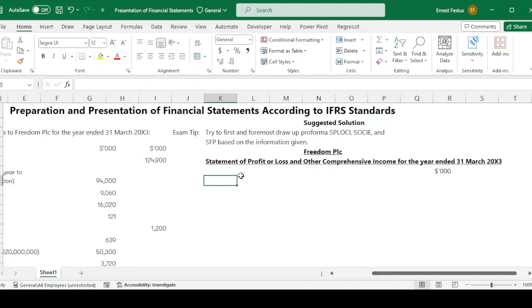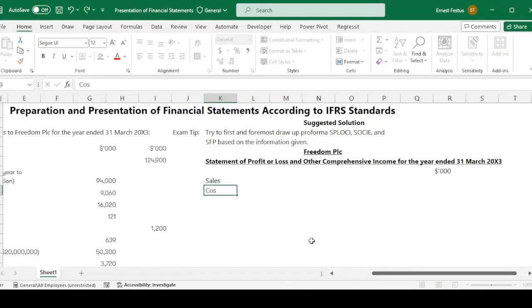Alright, so we have our statement of profit or loss and other comprehensive income, and this is the normal trading profit and loss account that we know. The only thing is that we have to present it in accordance with IAS 1. So here we are trying to prepare the statement according to IFRS accounting standards. Whatever you are doing, you want to present the statement in accordance with the standard. So according to the standard, always start with sales or revenue. In this case, our question states sales, so we are going to use sales.